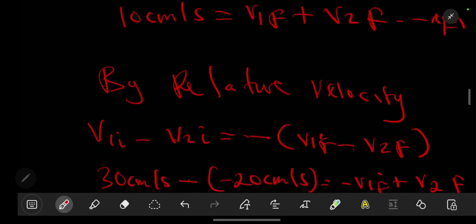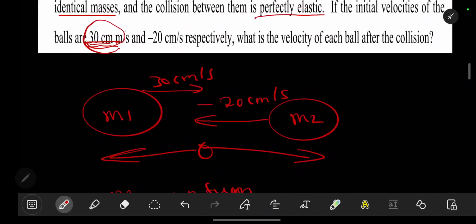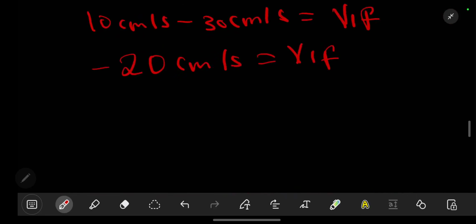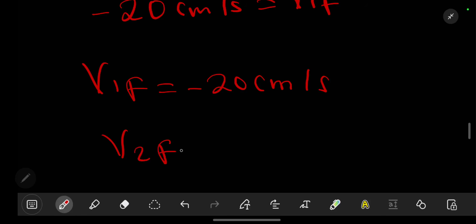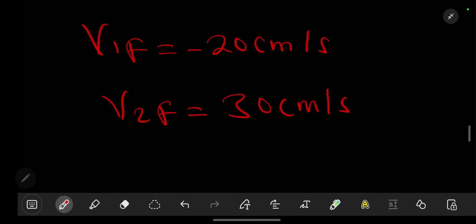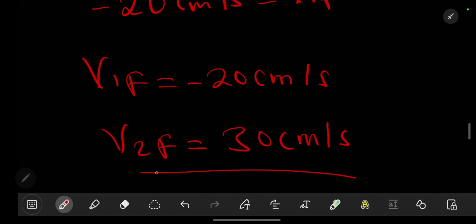So as you can see, V1 was 30 initially and V2 was negative 20, so they have interchanged. So we have found our V1. Our V1 final is equal to negative 20 centimeters per second, and our V2 final is found to be 30 centimeters per second. Finally, we have found the two.